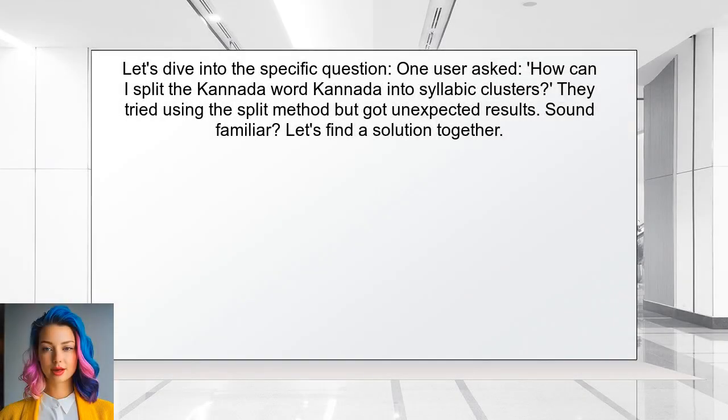Let's dive into the specific question at hand. One user asked, "How can I split the Kannada word Kannada into syllabic clusters?" They tried using the split method, but ended up with unexpected results. Sound familiar? Let's find a solution together.